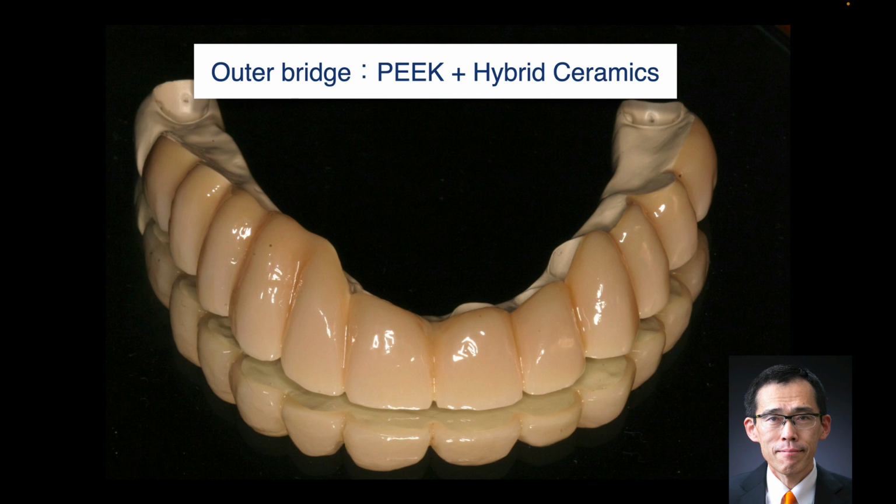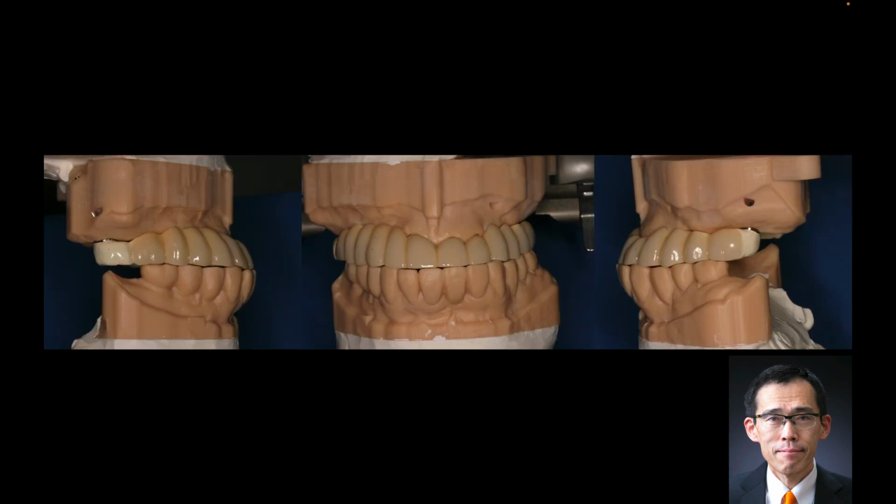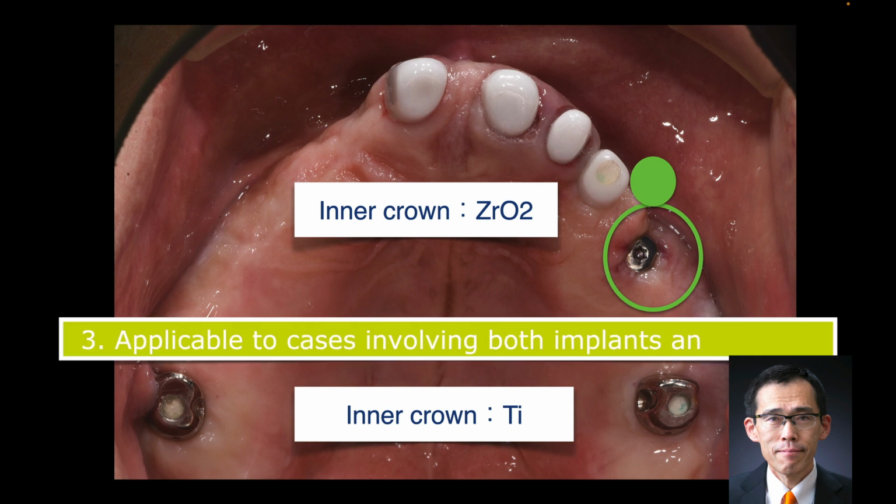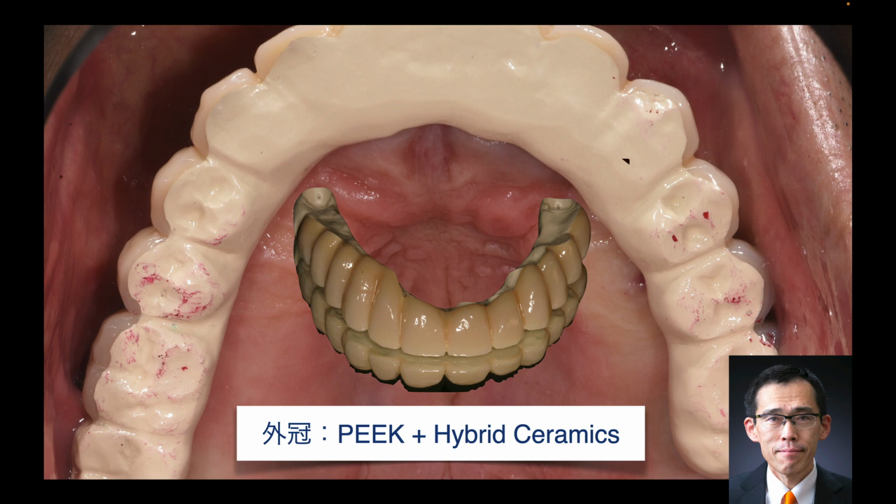And this is the completed prosthesis after hybrid resin veneering. You can see the final restoration. This kind of double crown is applicable to cases involving both implants and teeth. Teeth and implants. You can see the occlusal view in this case.